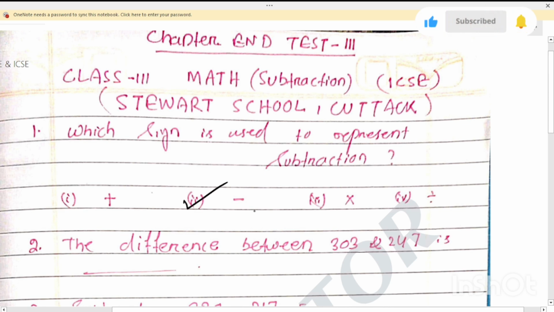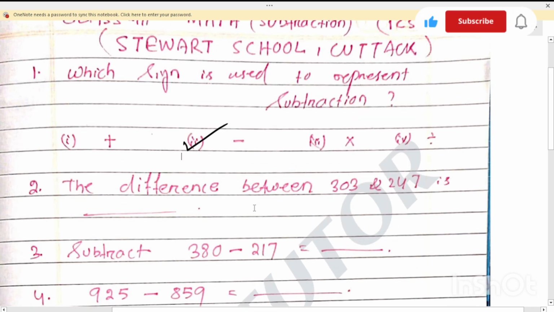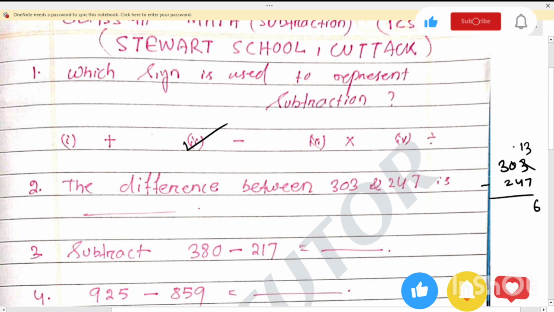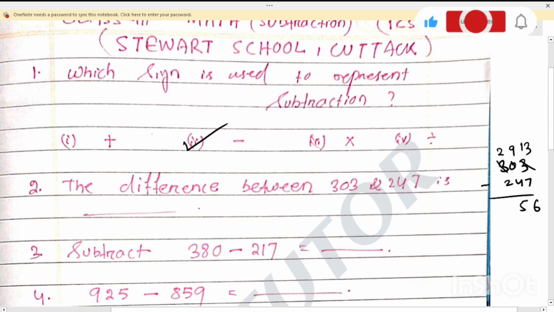Next question. The difference between 303 and 247. So subtract 303 minus 247. Now subtract 3 minus 7, carry 1, that is 13. 13 minus 7 is 6. Here is 9 and here is 2. So 9 minus 4 is 5, 2 minus 2 is 0. So the answer is 56. Next question.